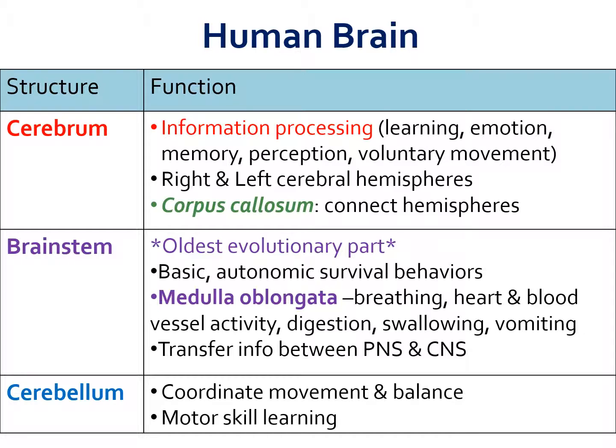The cerebellum is located under the cerebrum. Its function is to coordinate muscle movements, maintain posture, and balance. It does this by receiving messages from the spinal cord and sensory systems to regulate motor movements.